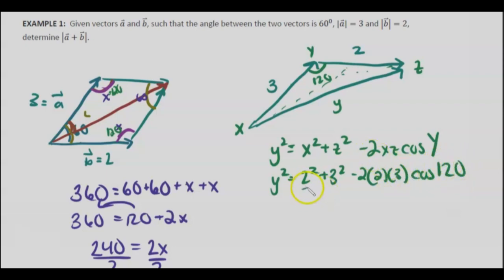And if you remember, these two numbers here actually repeat here. Okay, they're both xz. So if we put this entire calculation into our calculators, so 2 squared plus 3 squared minus 2 times 2 times 3 cos 120, I get 19. Okay, so 19 is y squared, but we only want y, so we get y equals 4.36.